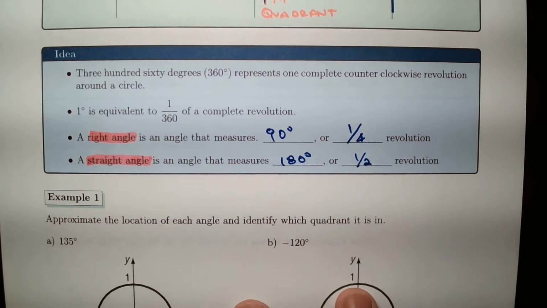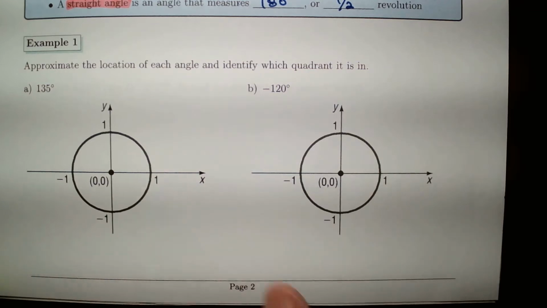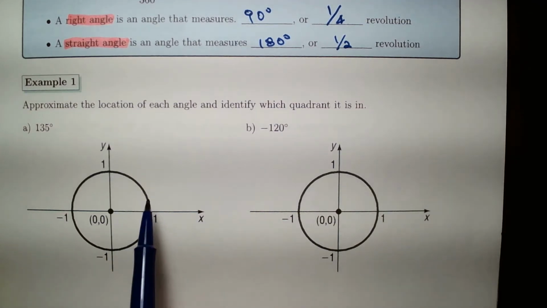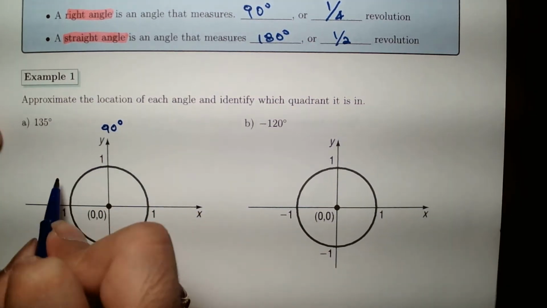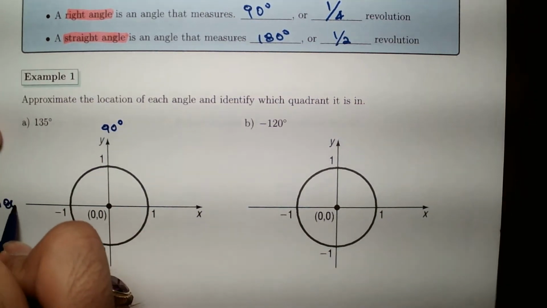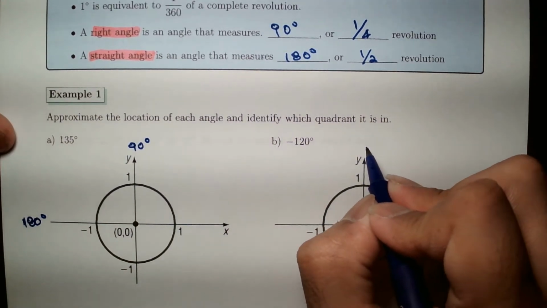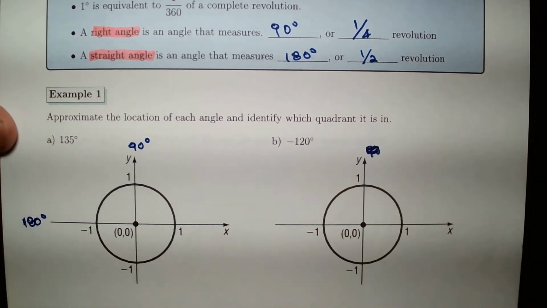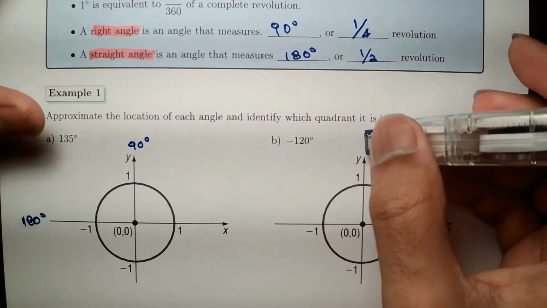All right, so let's do a couple of examples and approximate the location of the following angles. 1/4 of a rotation is actually 90 degrees, and half of a rotation is 180 degrees. Let's write this down over here. 90 degrees, 180. Well, let me actually skip this one for a second. We will do something about this one because that's going to work out differently.